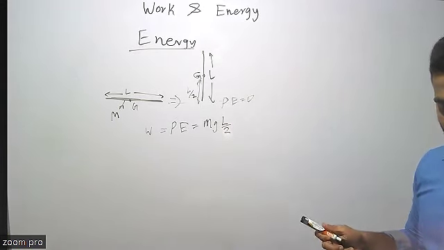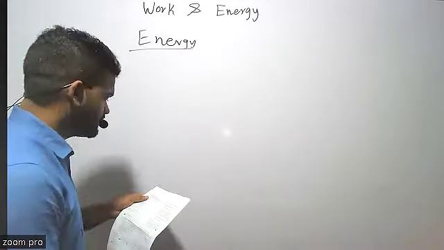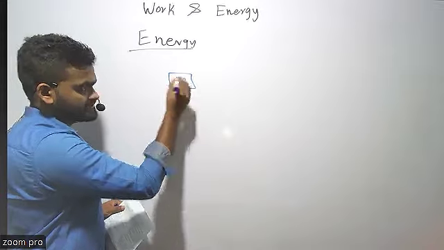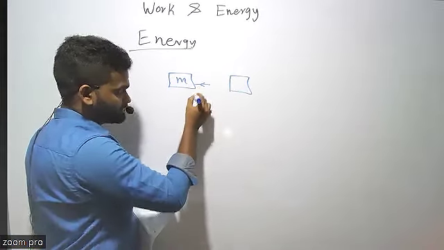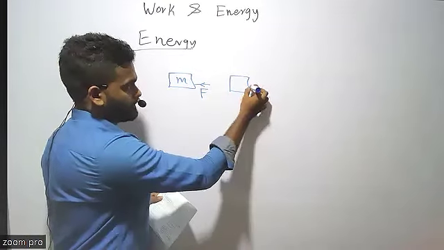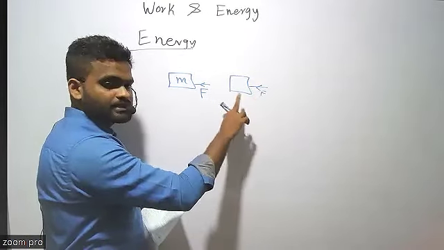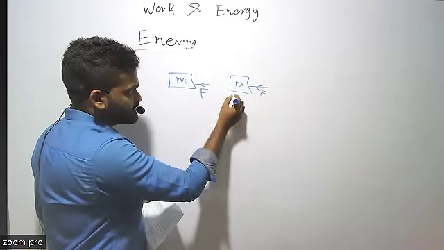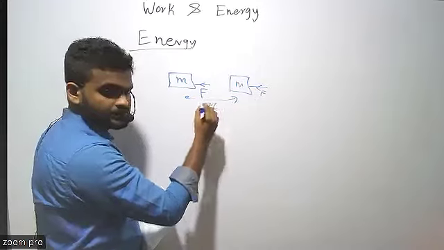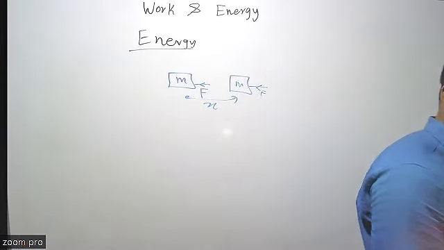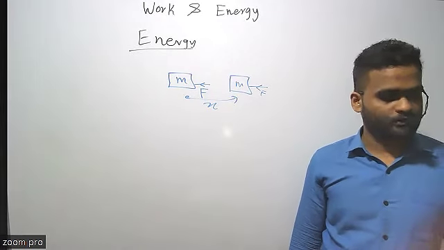12. Try that. We have an object with mass m, and there's a resistive force acting on that. Let's say the resistive force is capital F. Due to this resistive force, what happens? The object stops after moving a distance x. That's what happens, right?